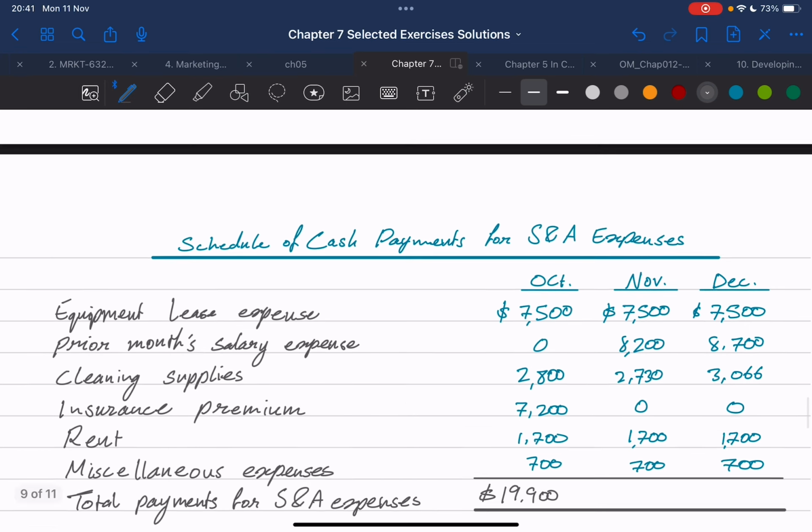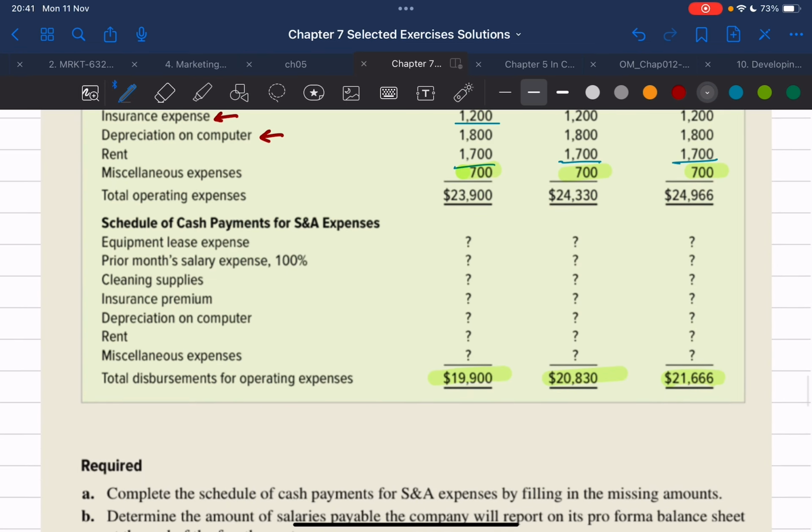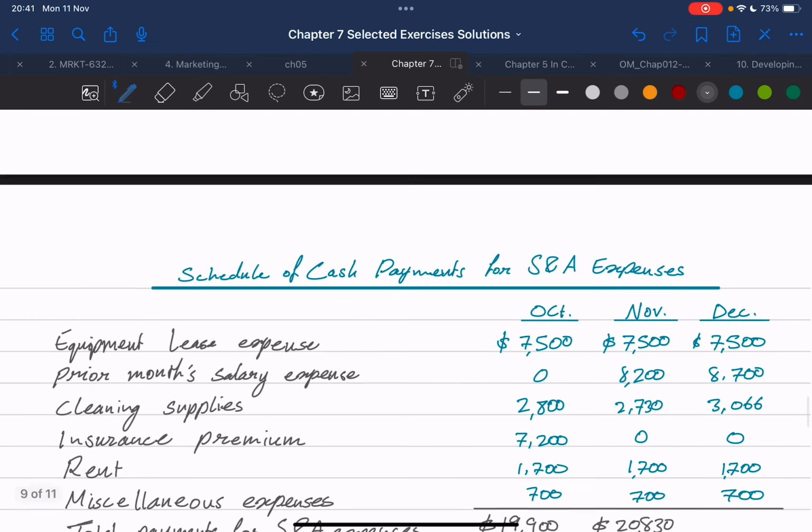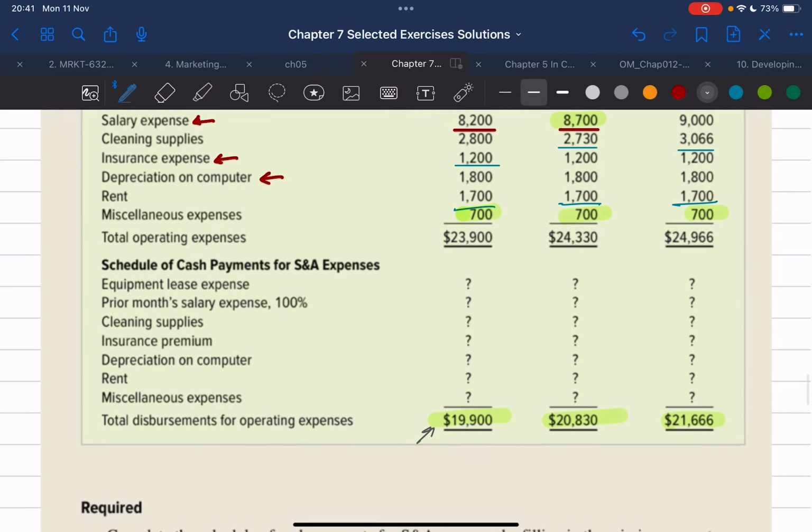I will go back to the question and confirm if I've got the correct total. Right here. Yes, 19,900. Next month, November, 7,500 plus 8,200 plus 2,730 plus 1,700 plus $700. That's $20,830. Again, I'll go back and double check. 20,830. I got the correct total.